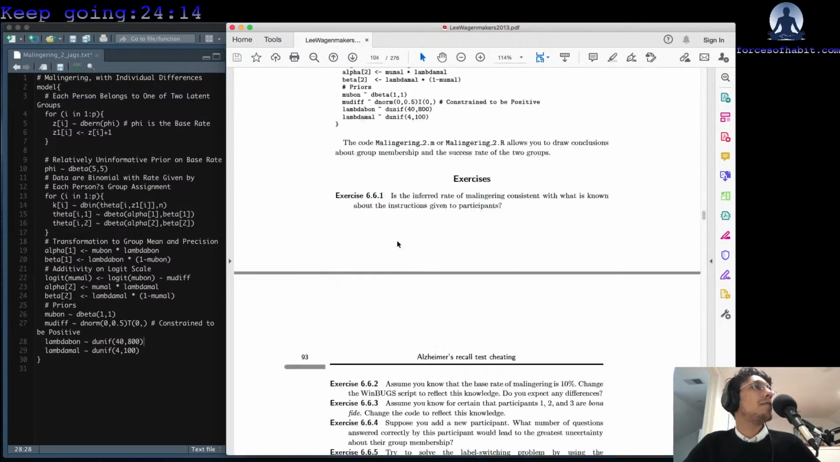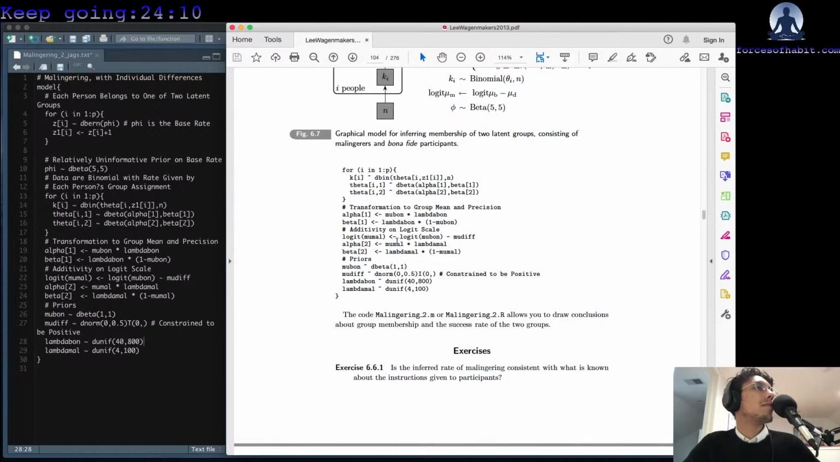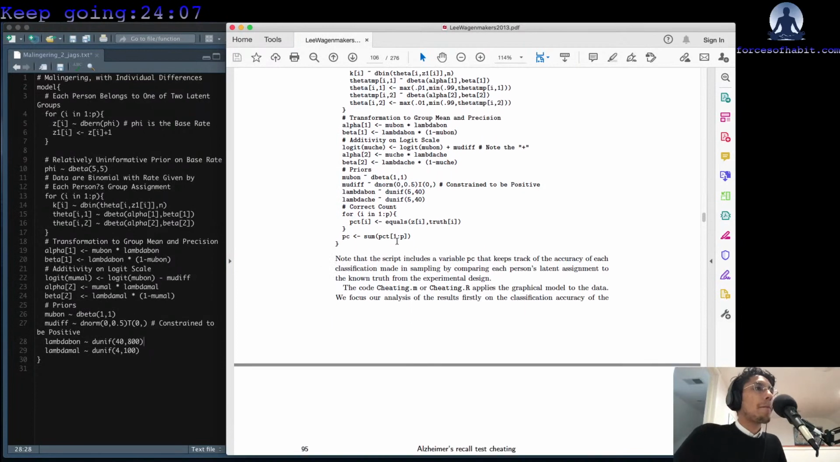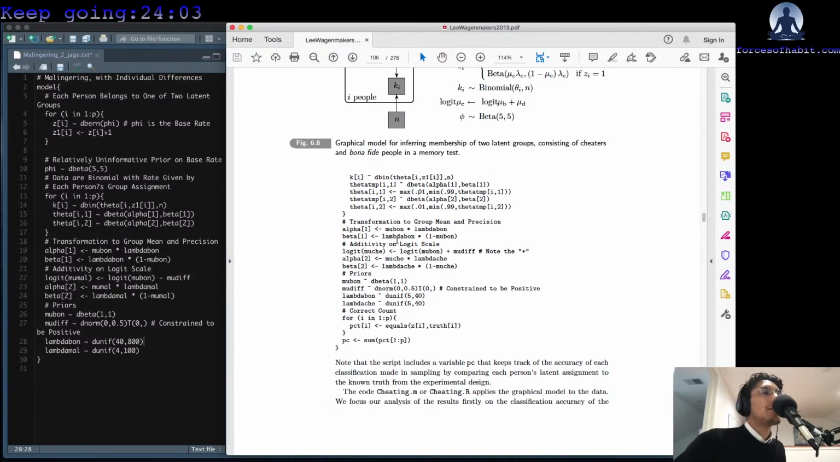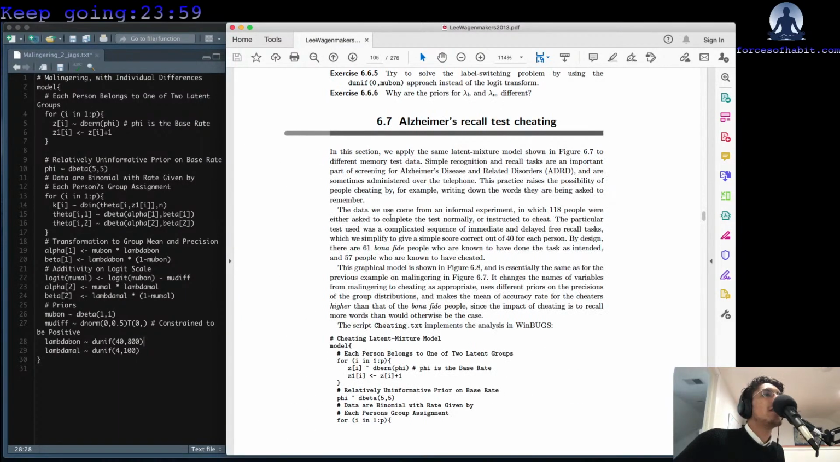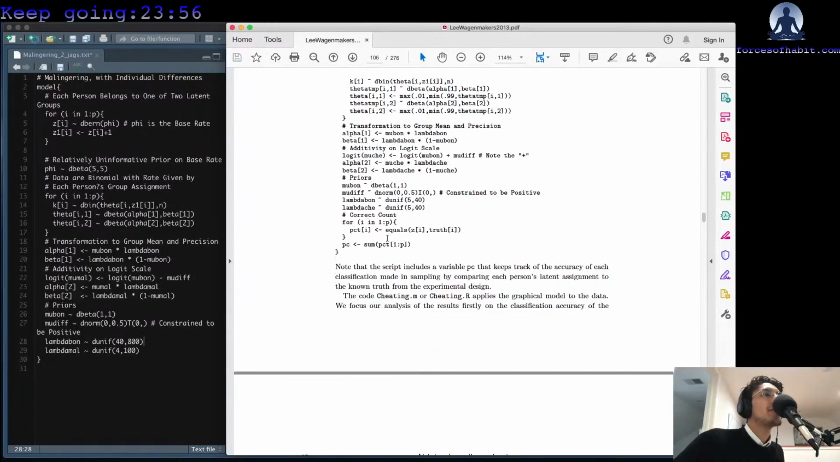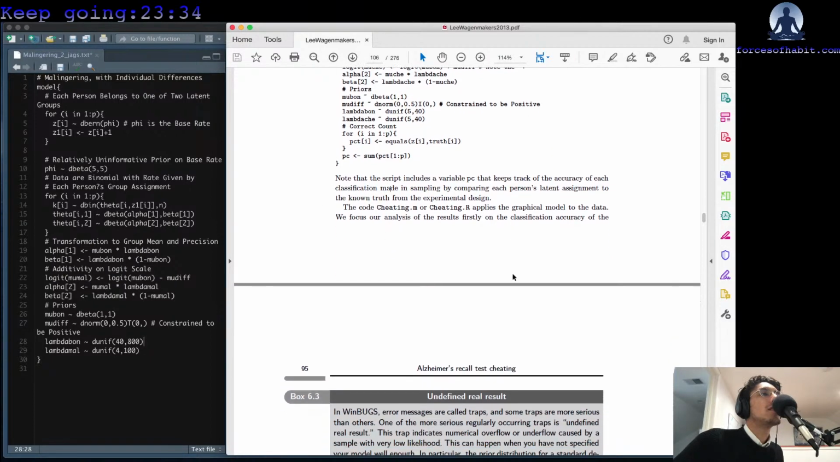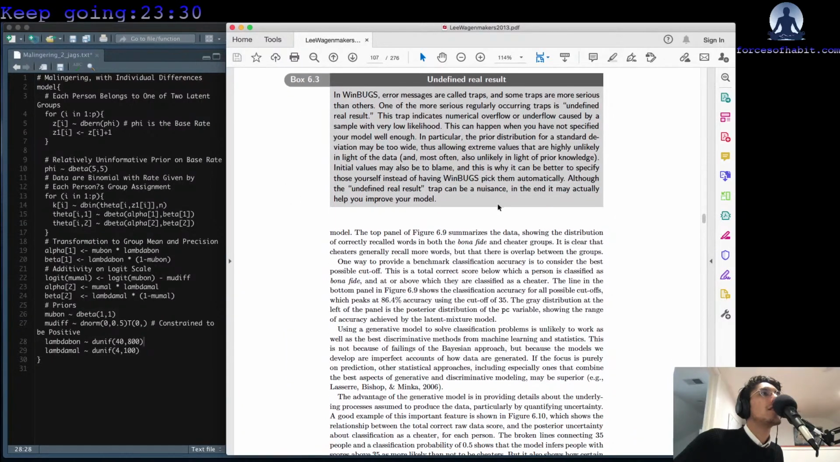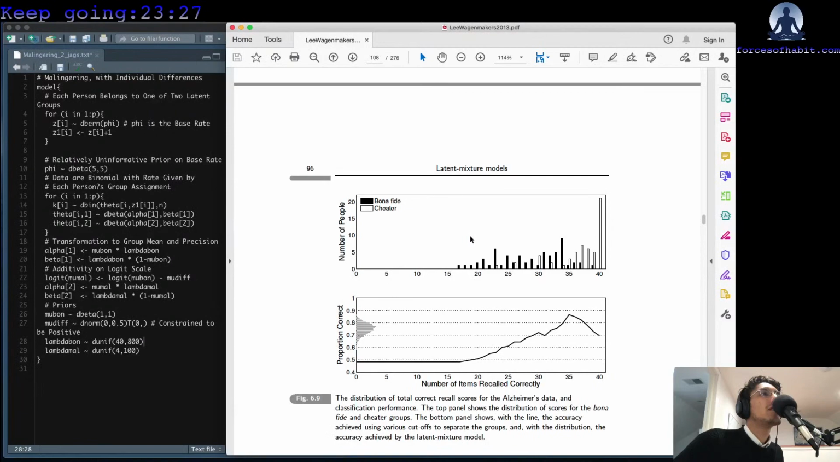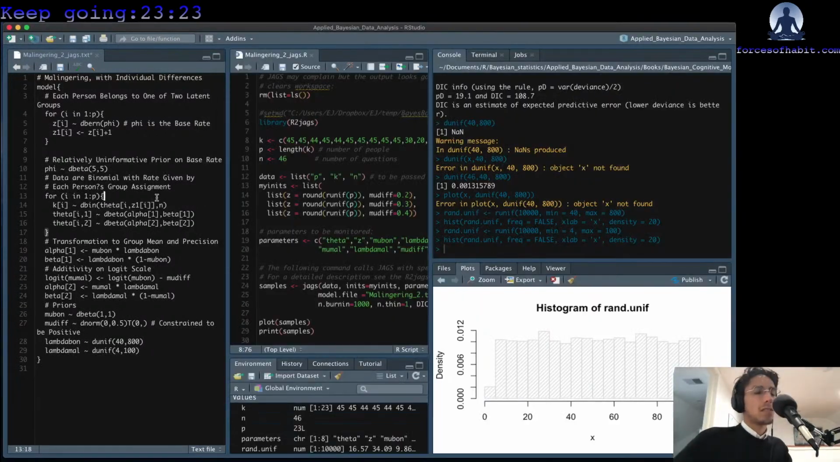Is this how the problem above did it? I have to talk through this one then, because after we do that, PC keeps track of the accuracy of each classification made in sampling by comparing each person's assignment to the truth of the experimental design. So it's a model accuracy, on the classification accuracy. Okay, let's pull it. This is interesting.